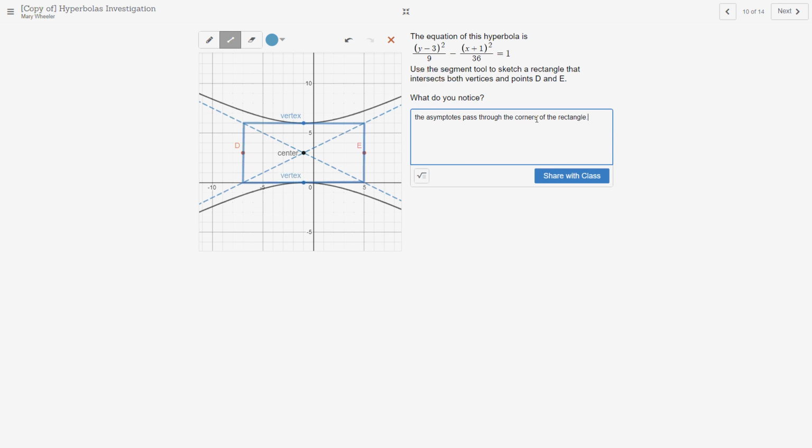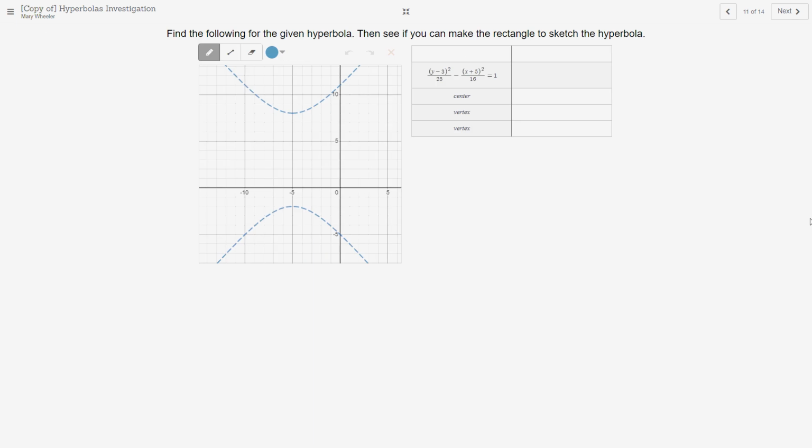Every once in a while I get somebody who'll say, well, they're perpendicular to each other or something like that. The asymptotes are rarely going to be perpendicular to each other. So, on this one, and this is kind of cool because you can check yourself. They give you the equation right there. The center, make sure you put your x-coordinate first, is negative 5, 3. And it plots that for you.